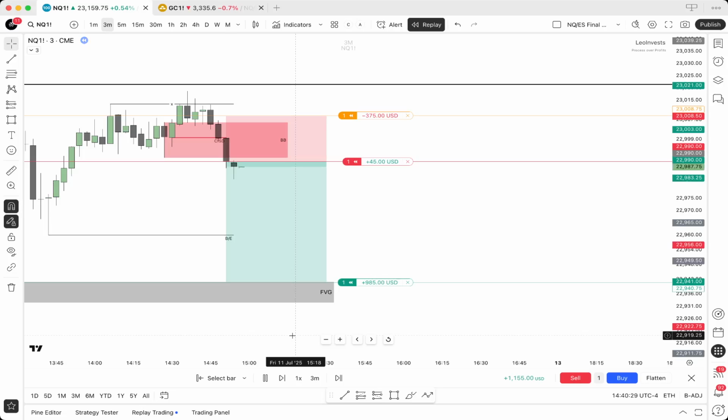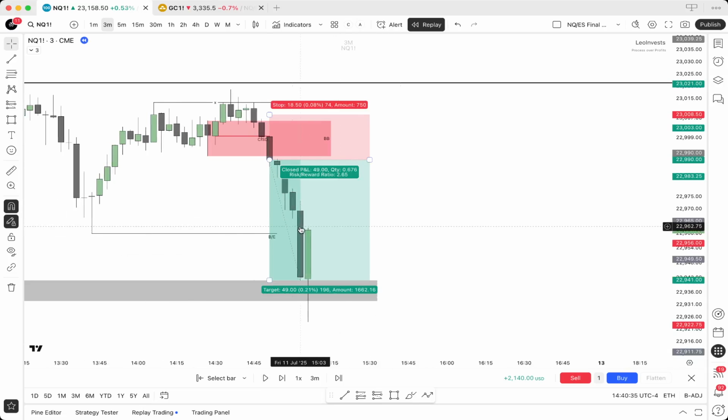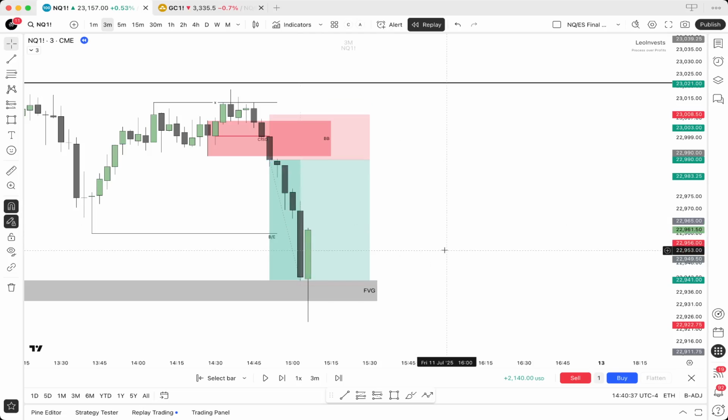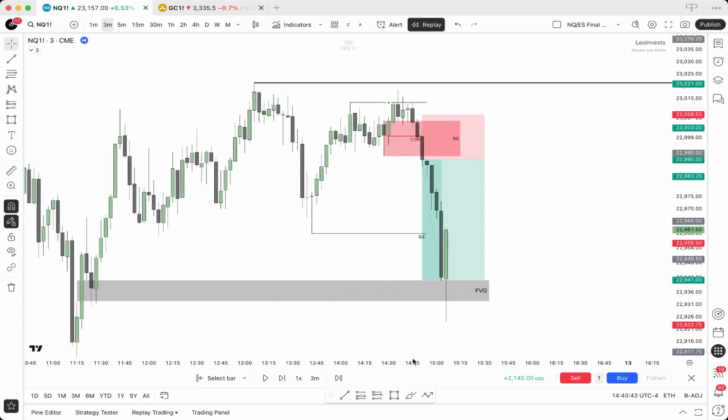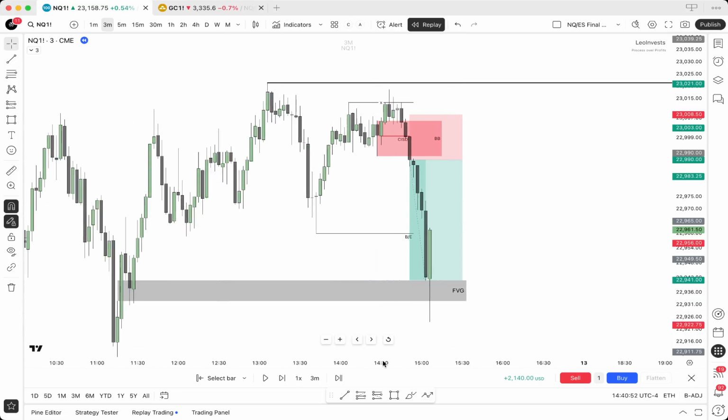We get a confirmed closure. We don't even tap back into the breaker, and we ended up getting a very aggressive move on that 3-minute candle all the way until we tagged our draw on liquidity, being that 3-minute fair value gap. And this here, once again, yielded yet another beautiful A+ trade, this one being the candle 2 unicorn in comparison to the change in state of delivery from the fractal.